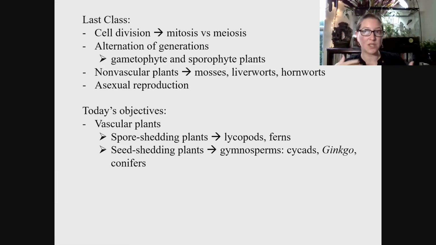Today, we're going to continue this discussion of alternation of generations, but in vascular plants. We're going to start with the spore-shedding vascular plants. We're only going to cover lycopods and ferns, even though your book covers a few others. And then at the end, we'll talk about seed-shedding vascular plants, the gymnosperms, which include the cycads, ginkgo, and conifers.